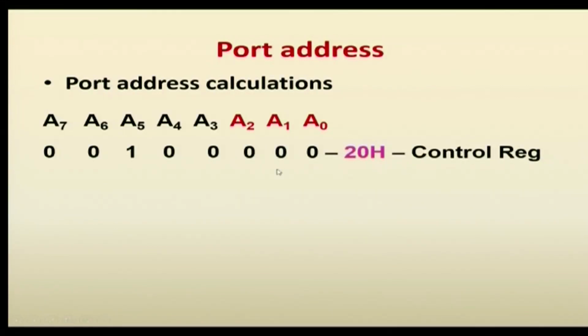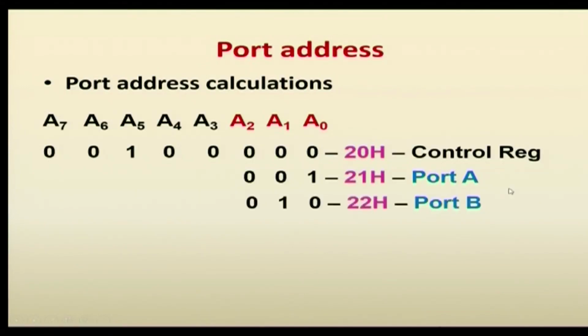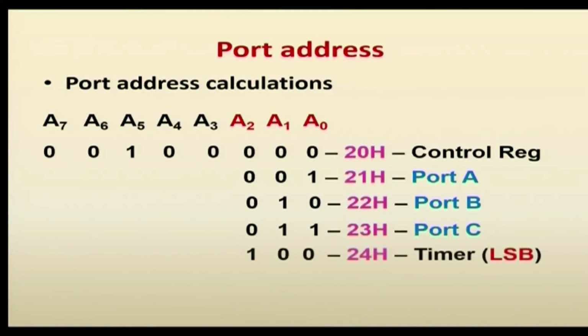Based on that, 20 is the address for the control register. When 001 is applied, it is used to select port 1. So 21 is the port address for port A, 22 for port B, 23 for port C, 24 is the port address for the timer LSB and 25 is the port address for the timer MSB. By activating the corresponding signal, we get the corresponding address.